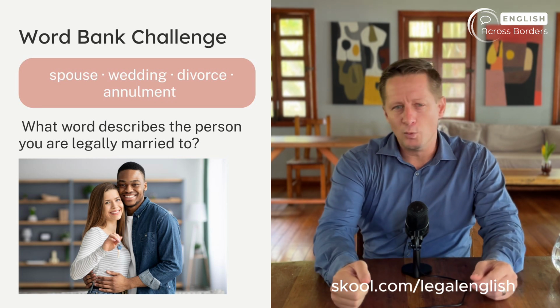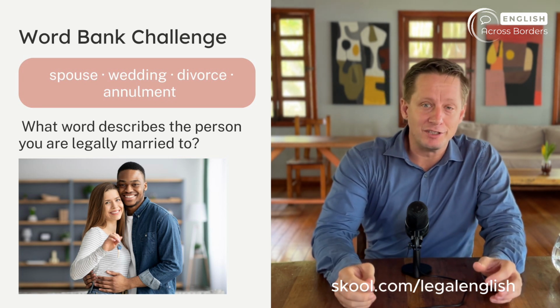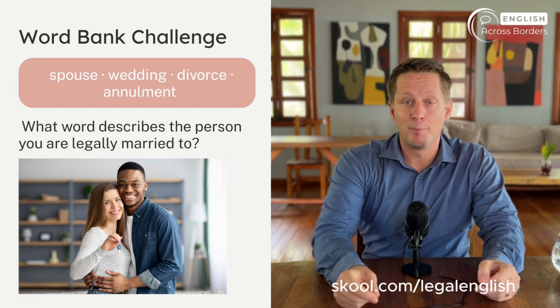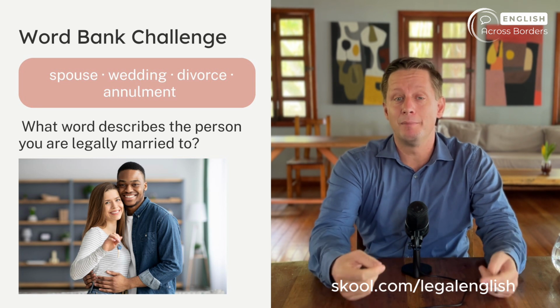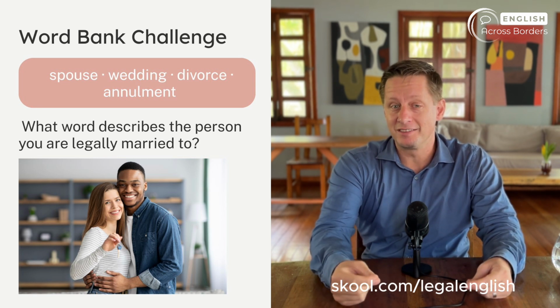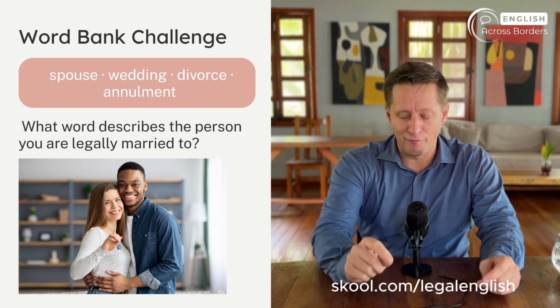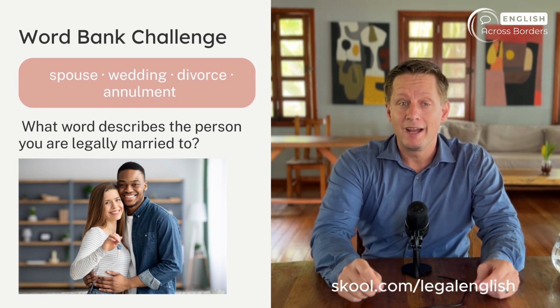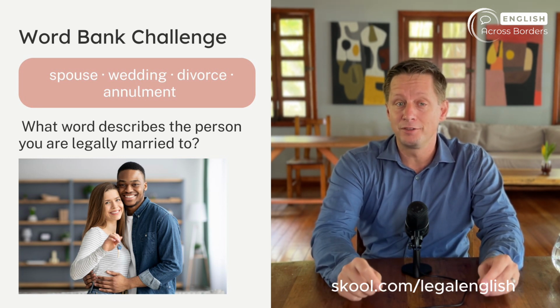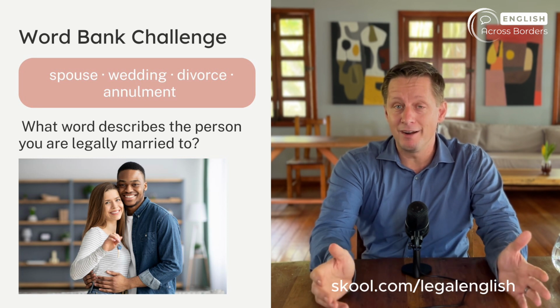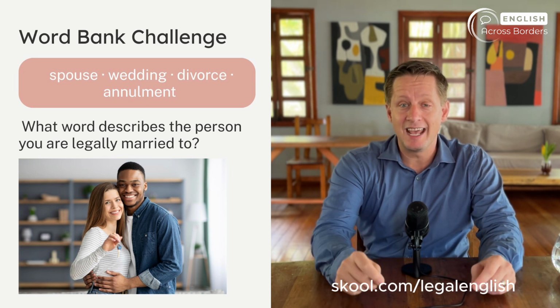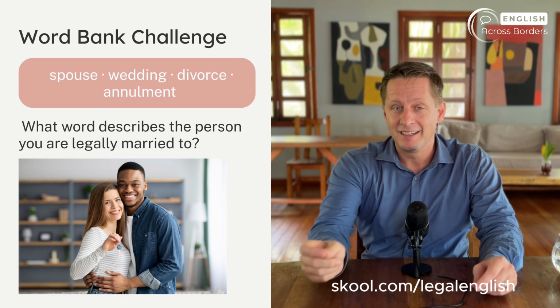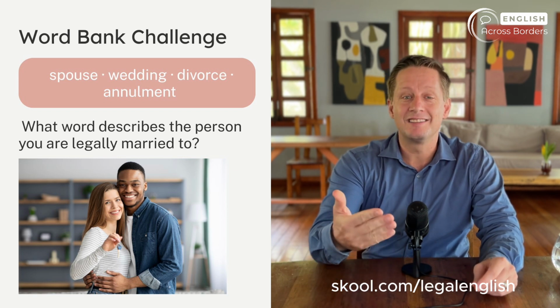Let's begin with a vocabulary challenge. What do you call the person you are legally married to? Picture this. Anna and Carlos are filling out a visa application. The form asks for Carlos's marital status. He writes married, and then it says name of your blank. He writes Anna. The correct word is spouse.